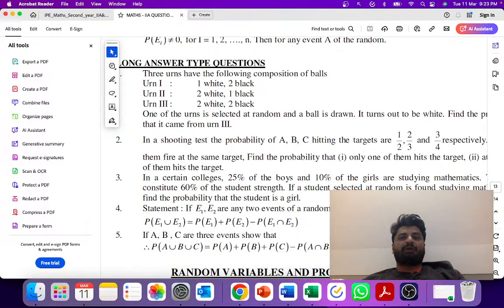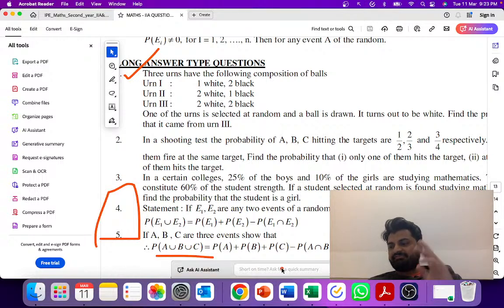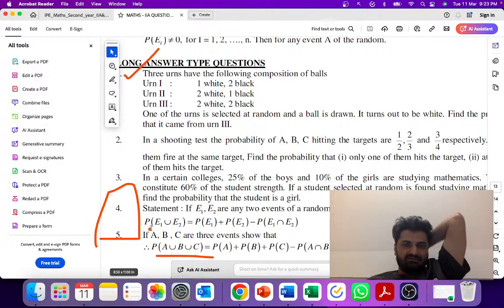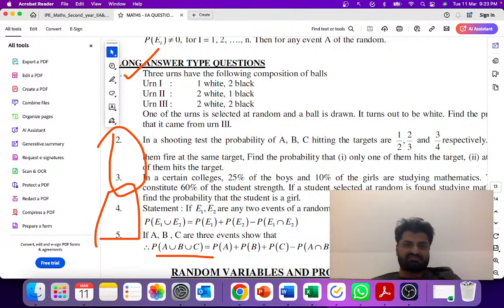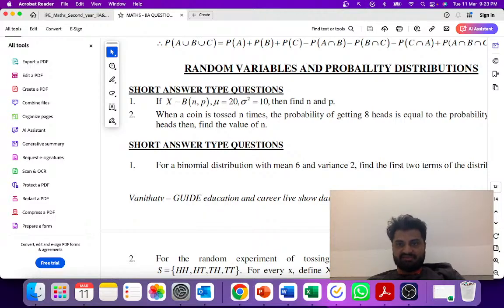Then conditional probability, they will ask you one question in conditional probability, one question based on the proofs again of addition probability of three sets A, B, C. Then again normal probability, general probability questions also they will ask. So probability, all the type of models you should revise before tomorrow's exam.